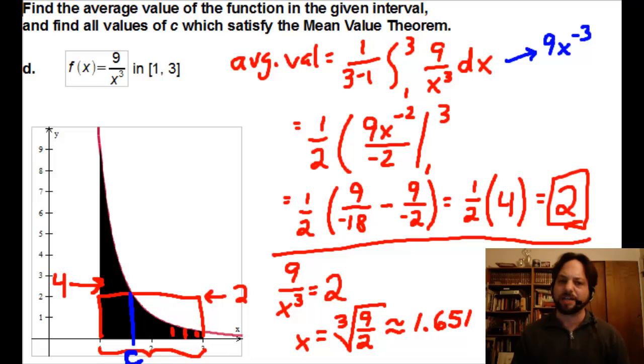So there we go. It's a little bit confusing, but the more examples we do, the better it'll make sense. So let's take a look at one more example before we move on.